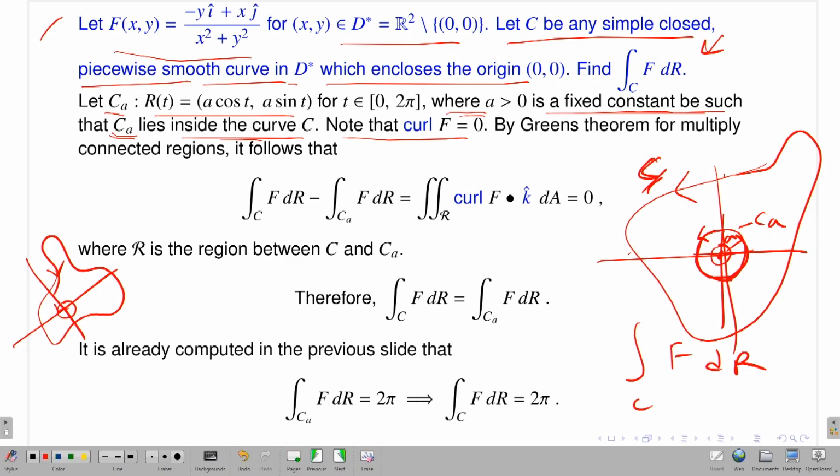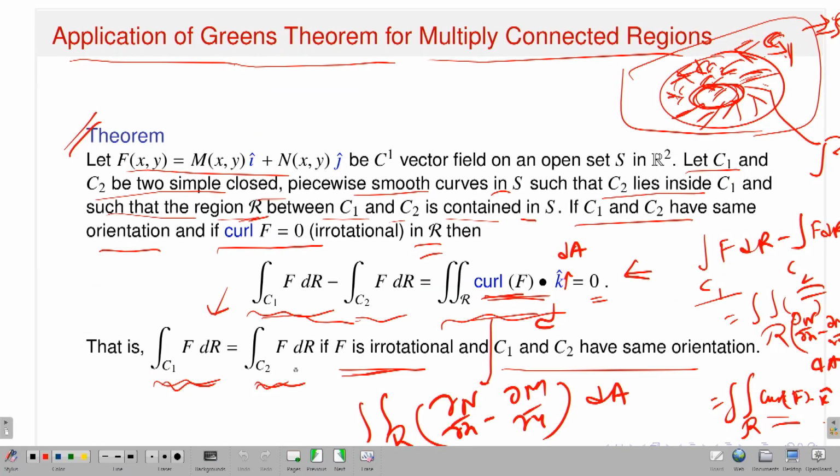Note that curl of F is 0. In my last slide I said this is an irrotational vector field, therefore curl of F is 0. So by application of Green's theorem for a multiply connected domain, consider the integration over C minus the integration over CA. The domain I am considering is bounded by C and CA, which is multiply connected, and as an application of Green's theorem, the vector line integral over C is the same as the vector line integral over CA. If you remember, that's exactly the application: the integration over C1 is equal to the integration over C2. This is my C1, this is my C2, and there is one hole, so this is a multiply connected region.